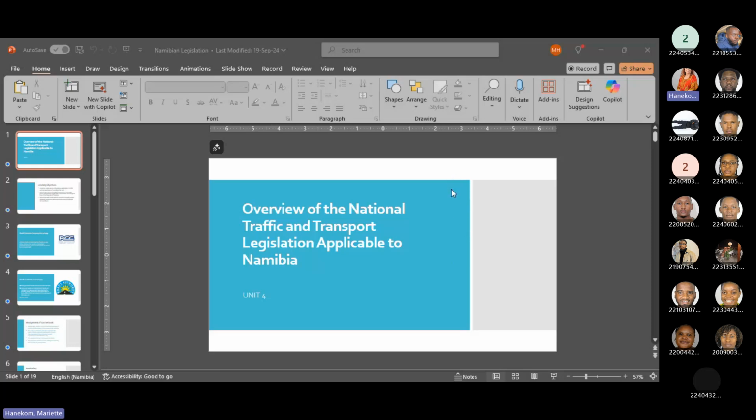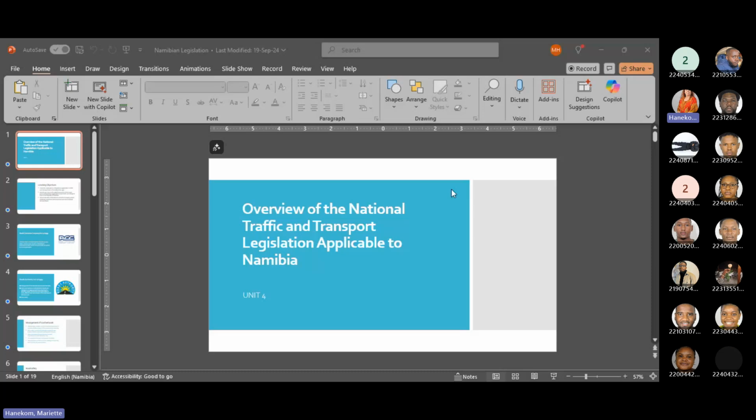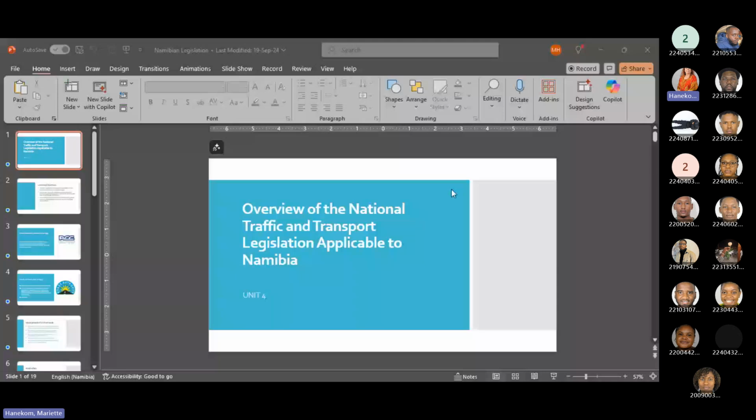Okay, so this last week we looked at the Namibian Constitution. As you know from studying commercial law, the Constitution is the most important law in Namibia, and all other laws that we have are subject to the Constitution. This is not to say, however, that we don't have other important laws as well.